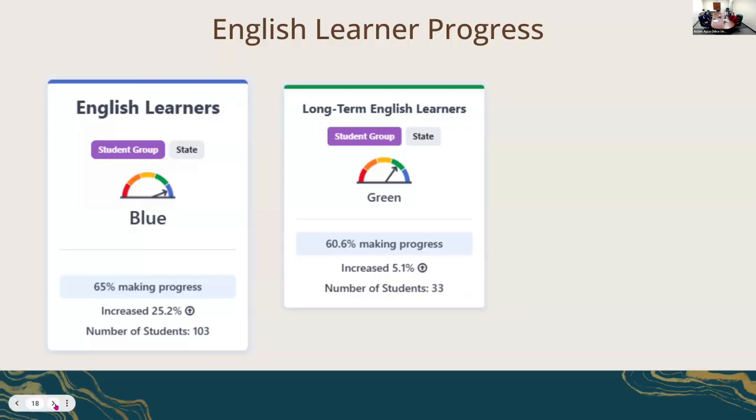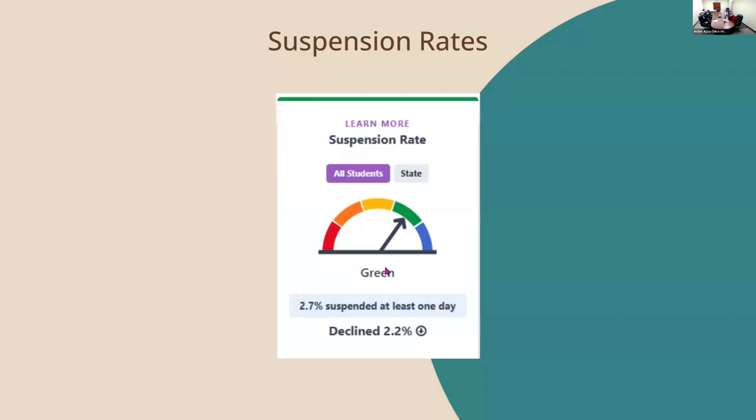Our next slide will go to suspension rates, if there are no questions. All right. In our suspension rate, this is also an area where you want to decline. You want to have fewer suspensions. We are in the green, and I believe we were in the yellow last year, so we moved up. We had a decline of 2.2%. And the next slide.